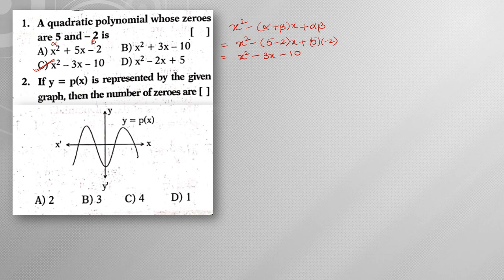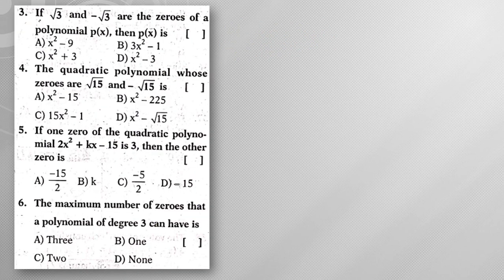Next, if y is equal to p of x is represented by the graph, then the number of zeros are. Already we know that. At how many points is my graph intersecting the x-axis? That is nothing but the number of zeros. Hence the answer is 4, because it is meeting the x-axis at 4 points. Next, moving on to question number 3.